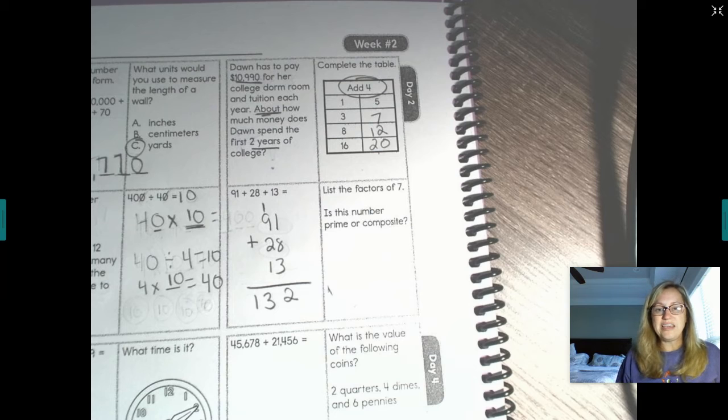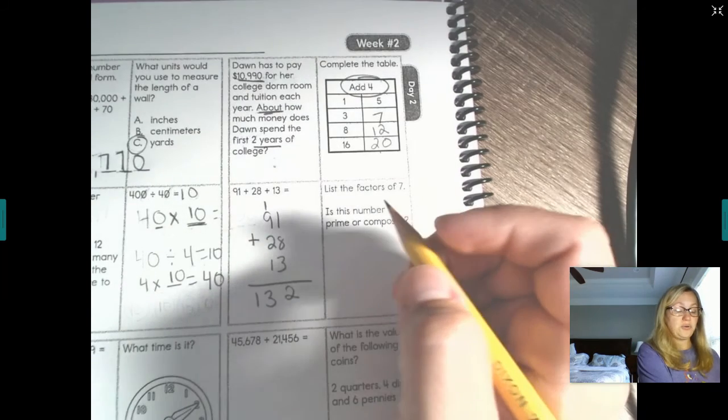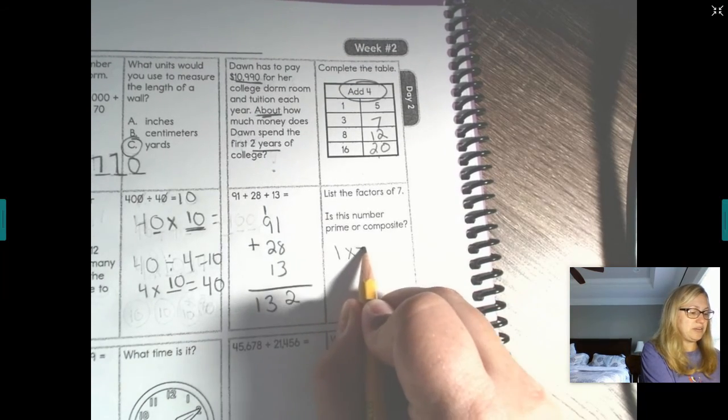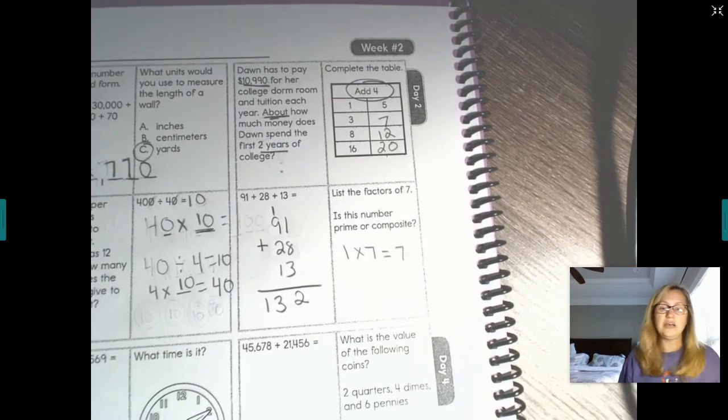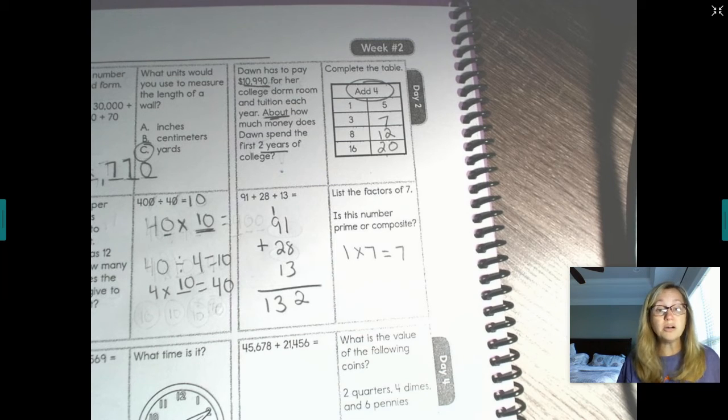All right, boys and girls, this next one is a 4th grade concept, so we will continue to work on this one. It says, list the factors of 7. So remember, last week we talked about factors as being the numbers you multiply to get the product. In this case, the product is 7. So think of all the numbers that you can multiply together to get to 7. I know that 1 times 7 definitely works. But are there any other numbers that we can multiply together, not add, to get 7?